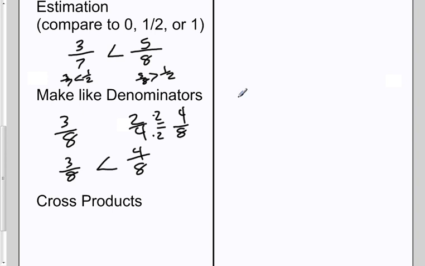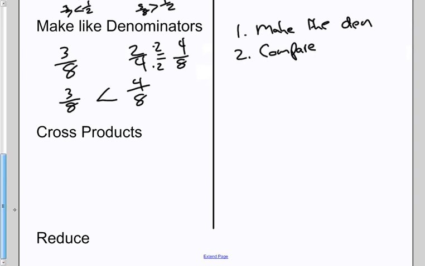So our steps here would be to make like denominators and then compare. Since the pieces are now the same size, whichever one has the most pieces is going to be your larger fraction.